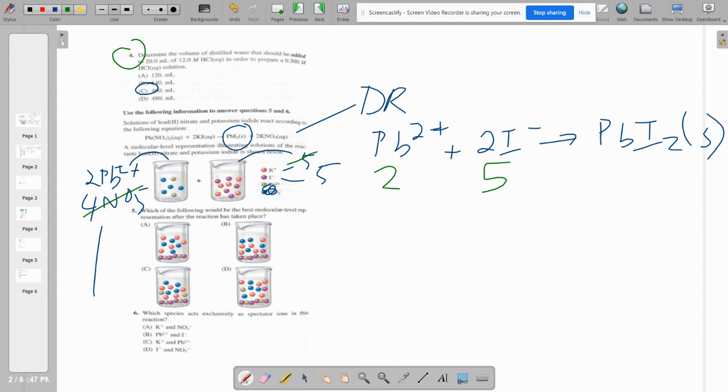Hopefully you can see that I'm going to make as much lead iodide as I can. So I'm going to use both of these. I'm going to make 2 lead iodides, and by doing that, I'm going to use 2 Pb's and then 4 of the iodines. If you understand that, you can basically pick out the best choice below. So the limiting reactant is, here, I'll get rid of that.